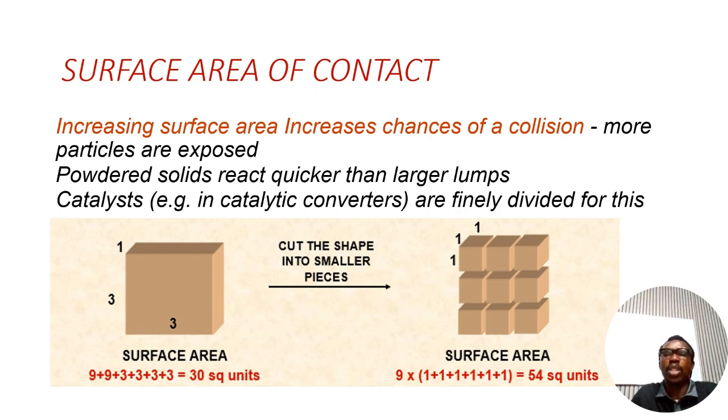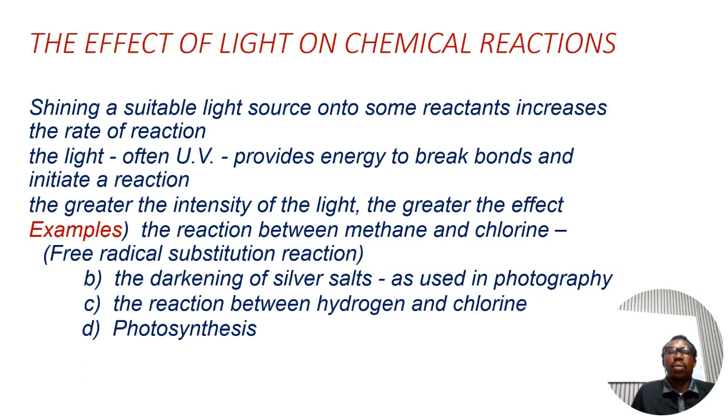So the surface area of contact is a major factor that affects the rate of a chemical reaction, because increasing surface area increases the chances of collision of the reactant particles. So there will be an increase in the rate of reaction, because the reactant particles will generate energy that's equal to the activation energy or more than the activation energy, which will lead to effective collision that brings about chemical reaction.